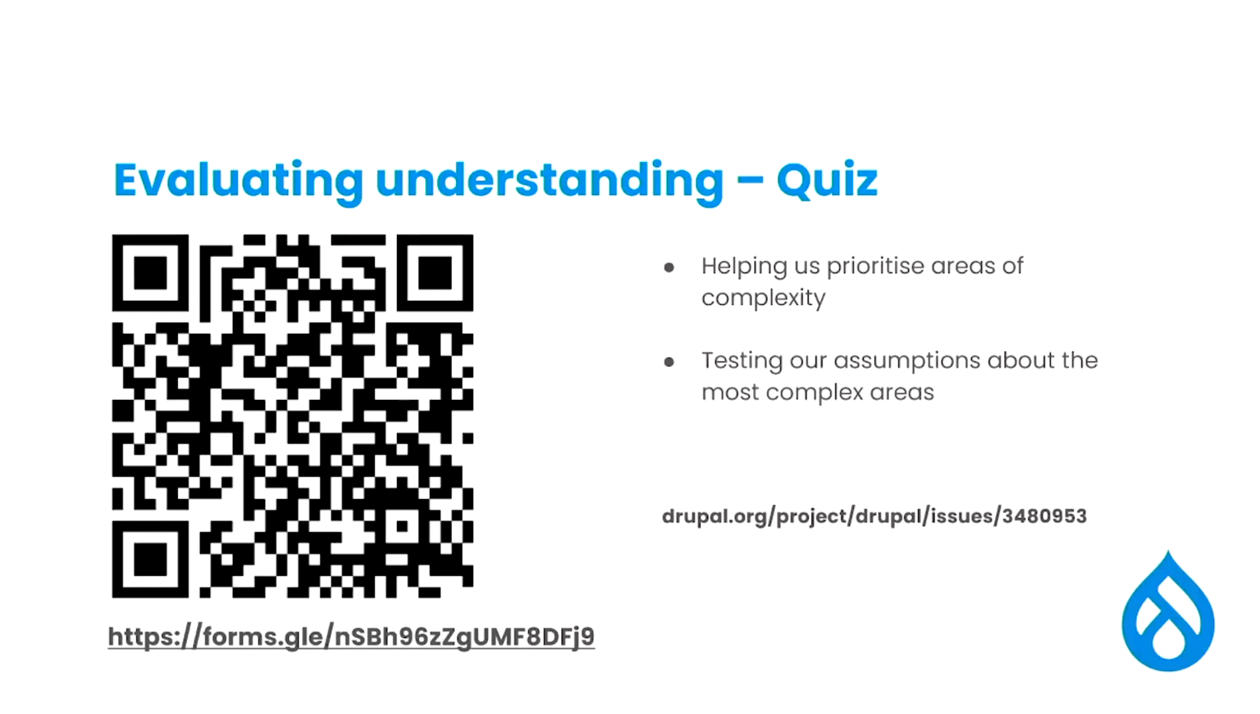On evaluating and understanding things, trying to surface the complexities and where the highest priority complex terms are, we have a quiz that is ongoing until the end of the month. It's a quiz of 20 questions. Please feel free to complete it if you haven't come across it. It's about testing our assumptions about what the most complex areas are. The 20 questions are about concepts in Drupal, and there are basically 3 sorts of answers: true, false, or I don't know. This will help us give evidence for or against our assumptions about what the most complex areas are based on what we've learned so far.